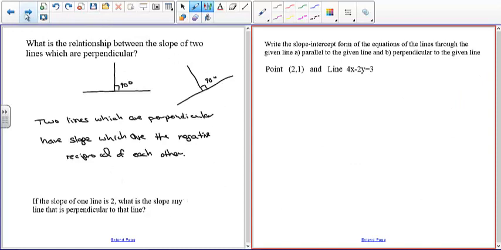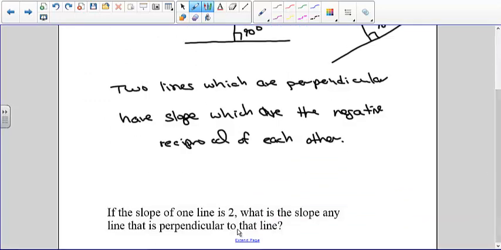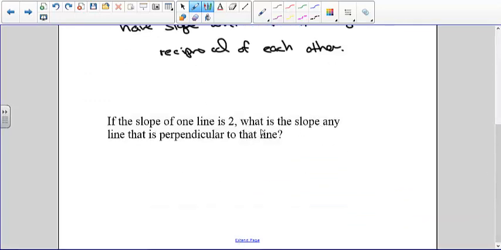So here's an example. So if the slope of one line is 2, what is the slope of any line that is perpendicular to that? So let's say m equals 2, then any line that's perpendicular to that will have the slope negative. So it's negative, and the reciprocal is just 1 over the slope. So for a whole number, you're going to end up with a fraction, 1 over whatever that is. Let's look at another example.